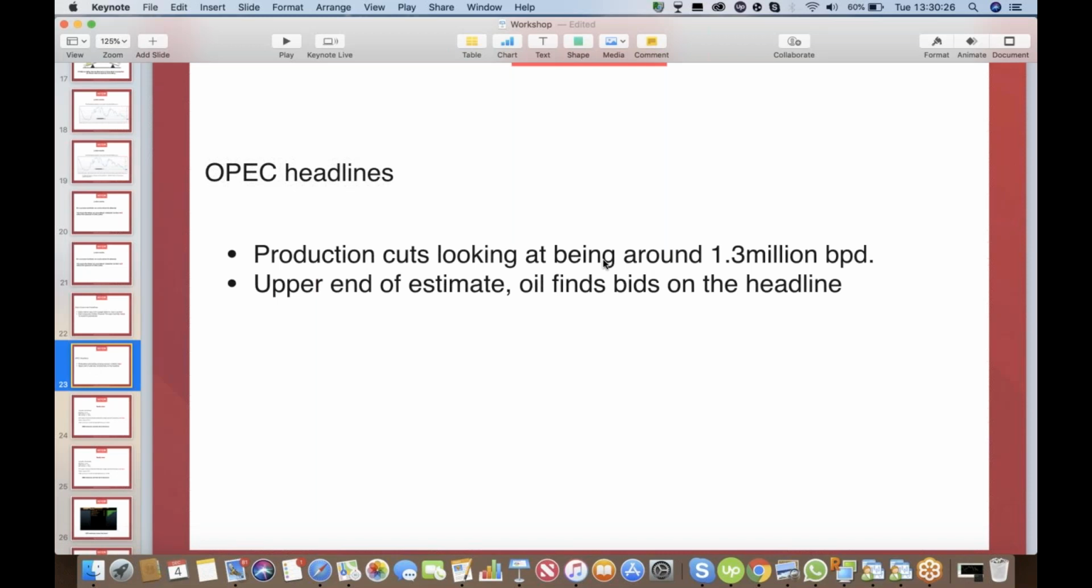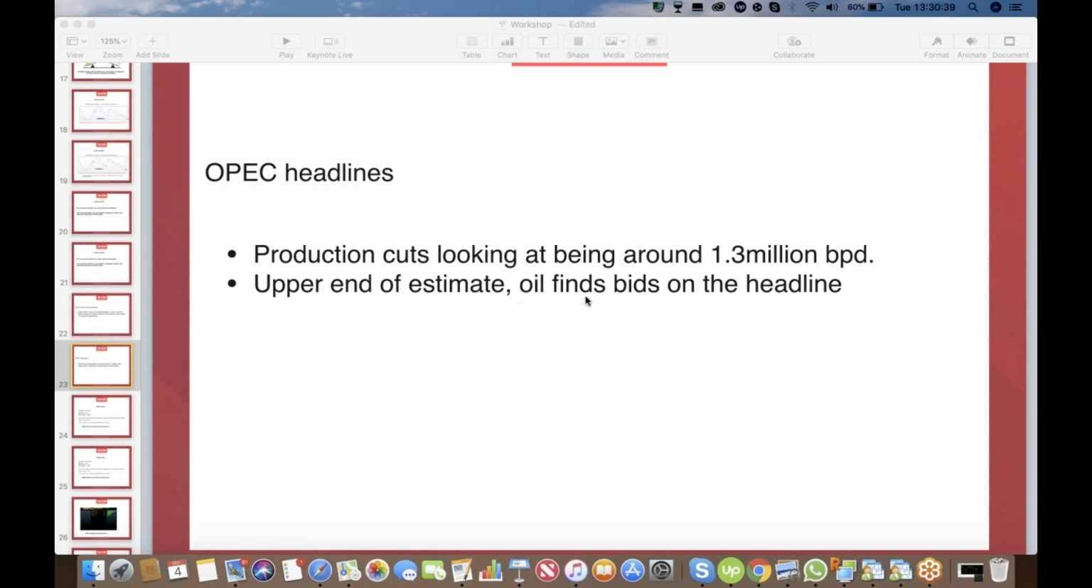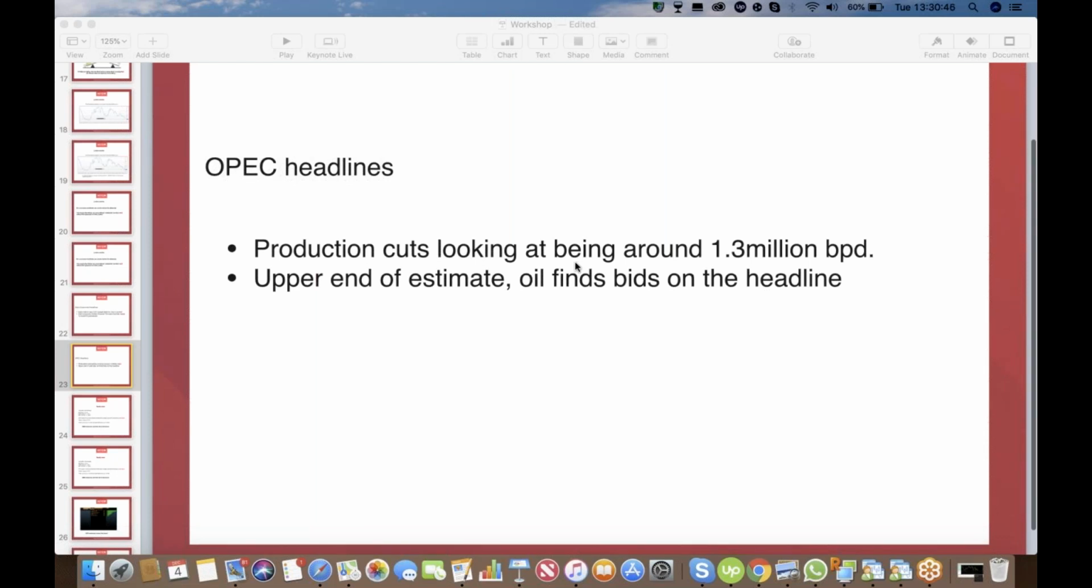Okay, we also had some OPEC headlines. OPEC are meeting on December the 6th, and they've been talking about production cuts, looking at about a 1.3 million barrels per day production cut. Now, that's the upper end of estimates, and oil has found some bids on the headline. I was wanting to buy oil this week on the basis of the G20 meeting between Putin and the Saudi prince, when Russia and Saudi Arabia were indicating that they're open to production cuts.